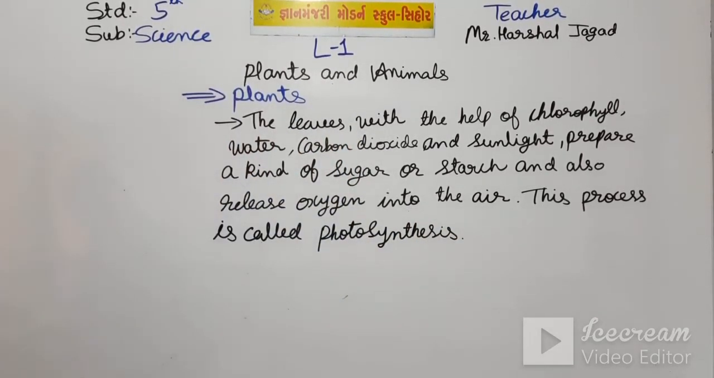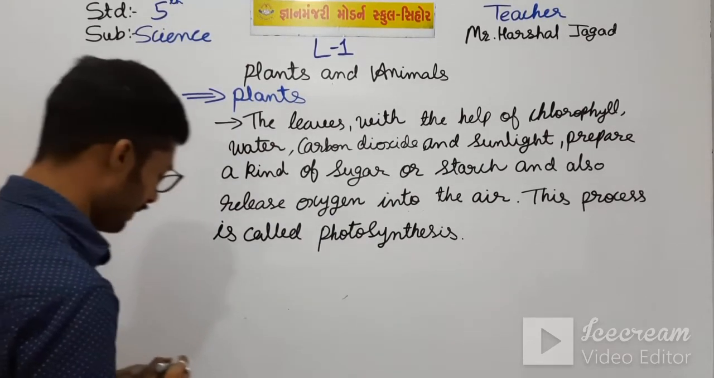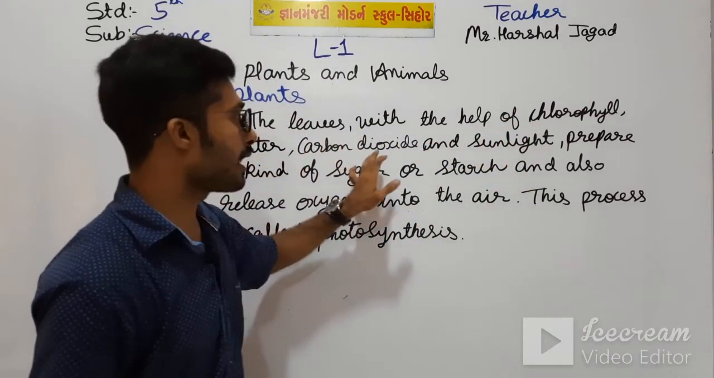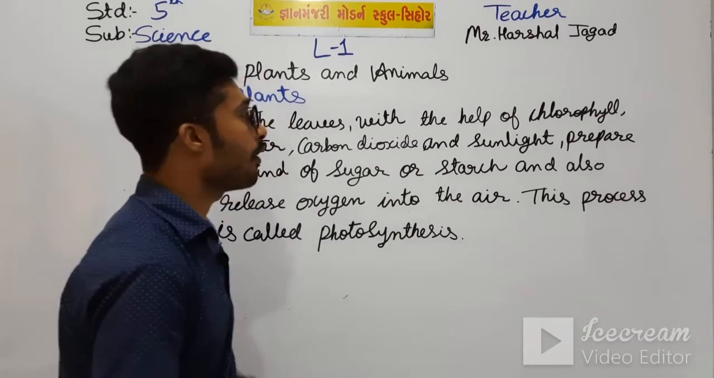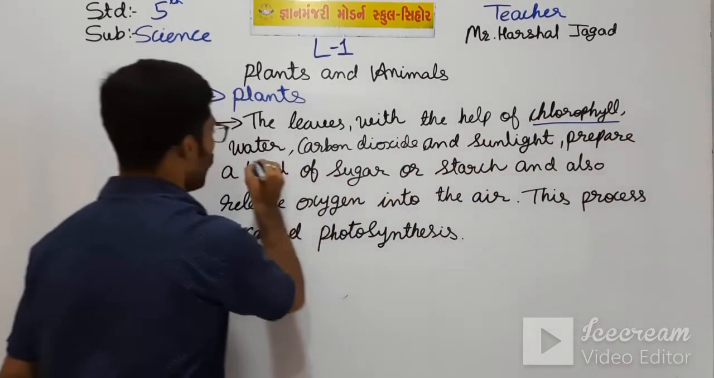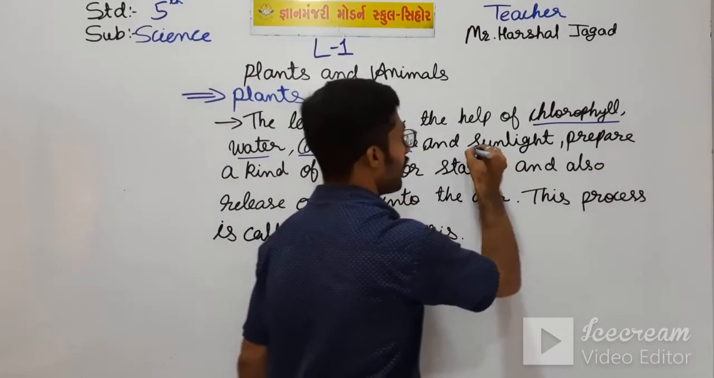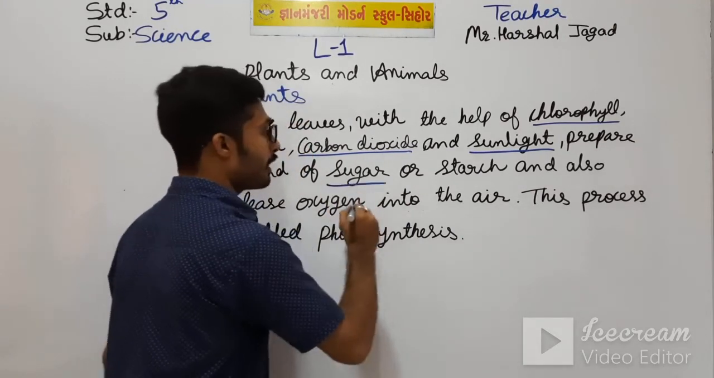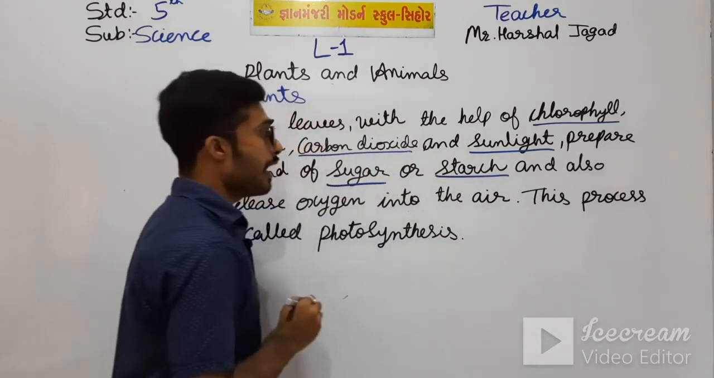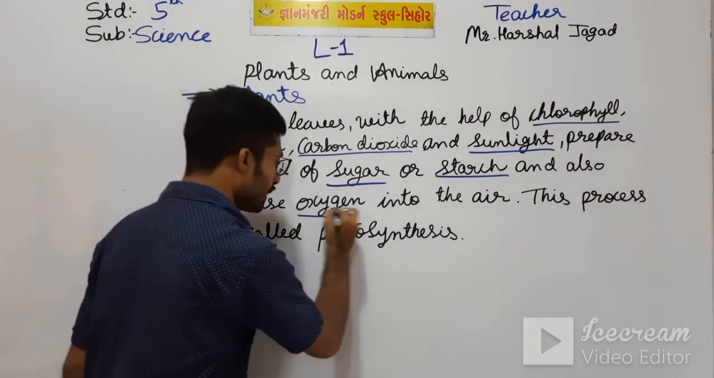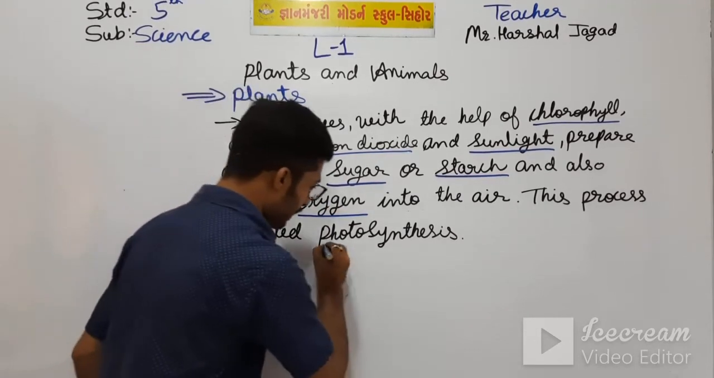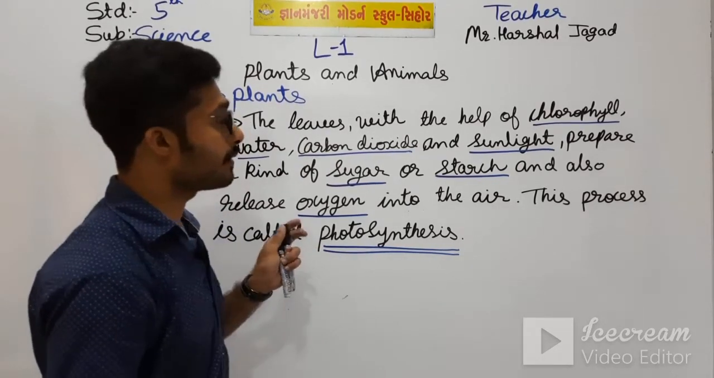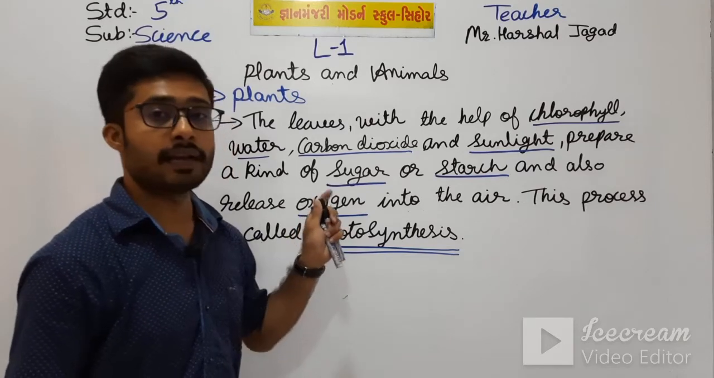Photosynthesis. So, what is photosynthesis? The leaves, with the help of chlorophyll, water, carbon dioxide and sunlight, prepare a kind of sugar. What does it prepare? Sugar or starch, and also releases oxygen into the air. This process is known as photosynthesis. Okay students, I have highlighted some of the main words of this definition.